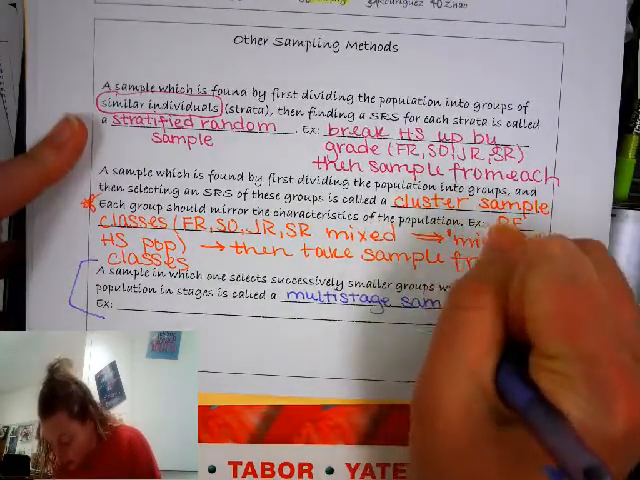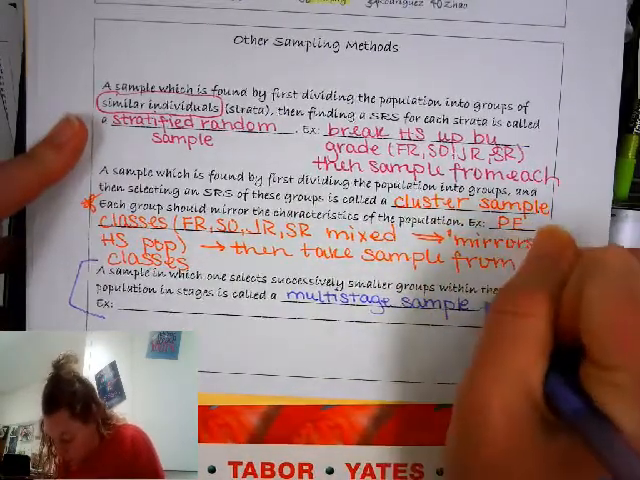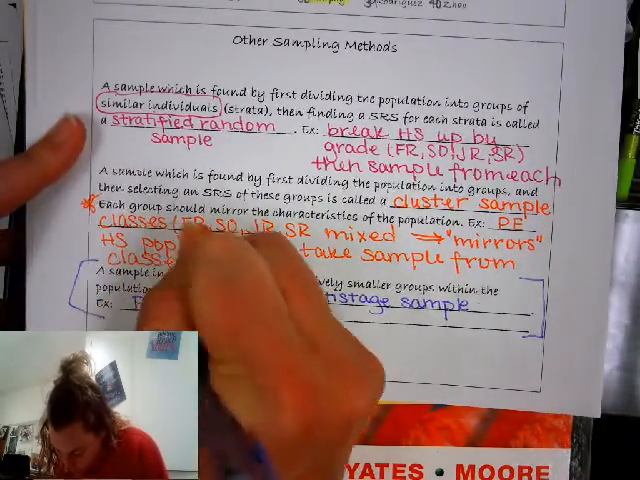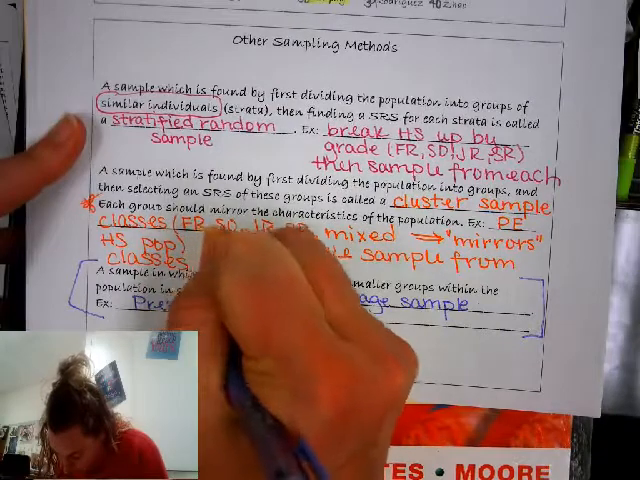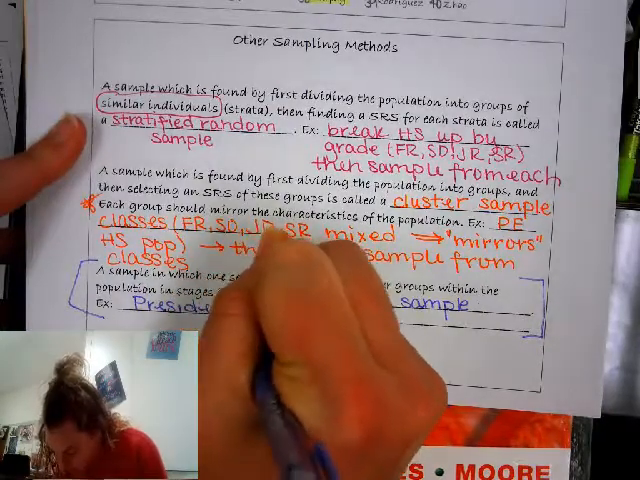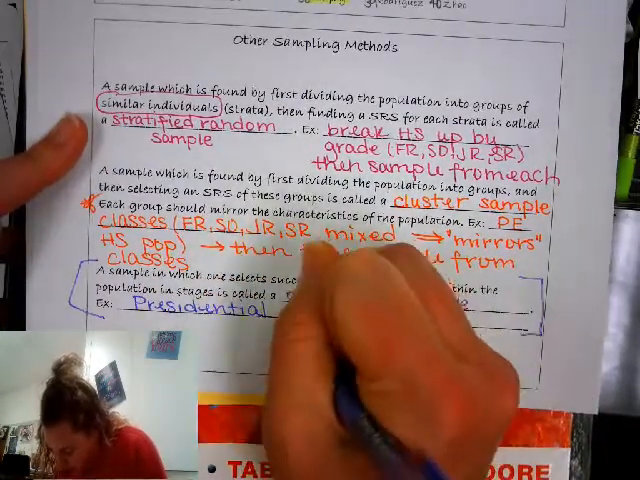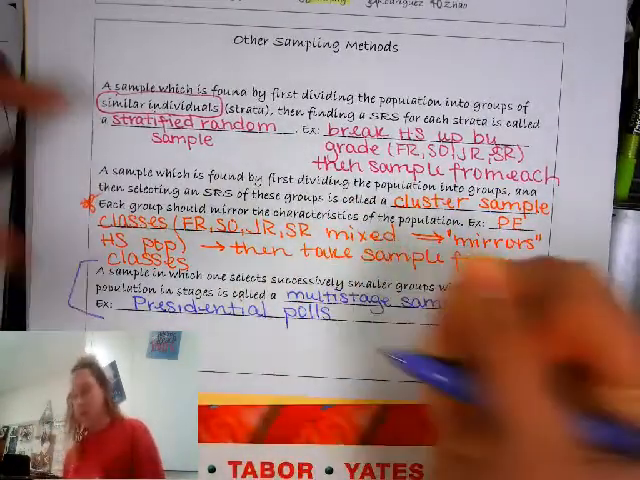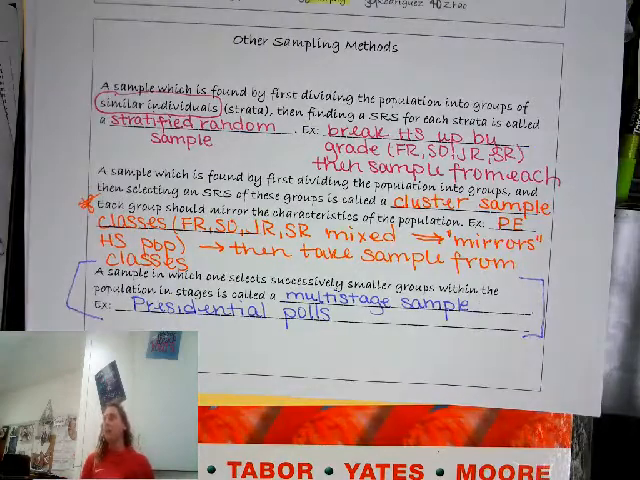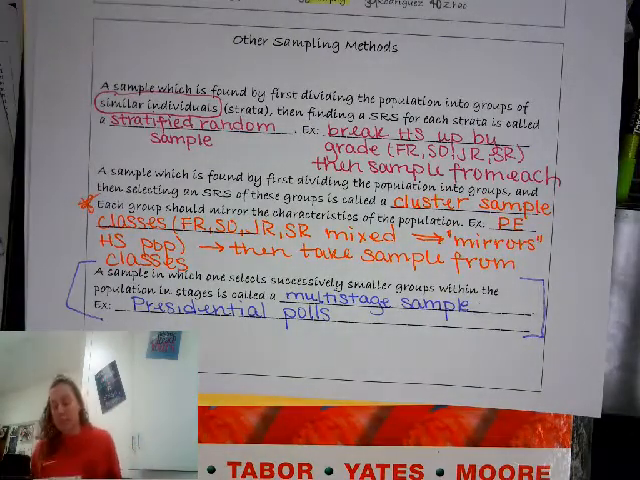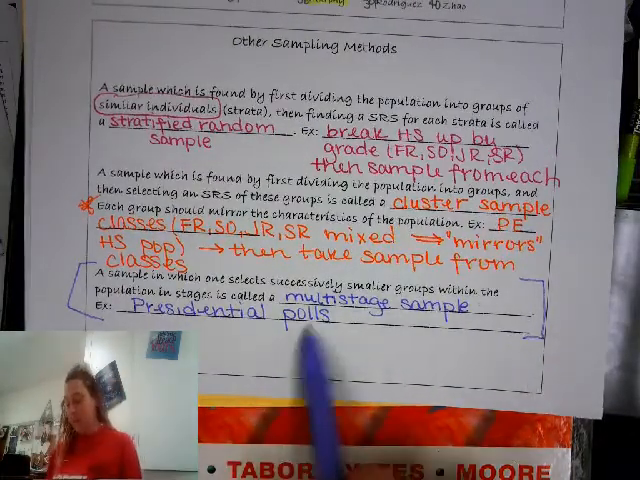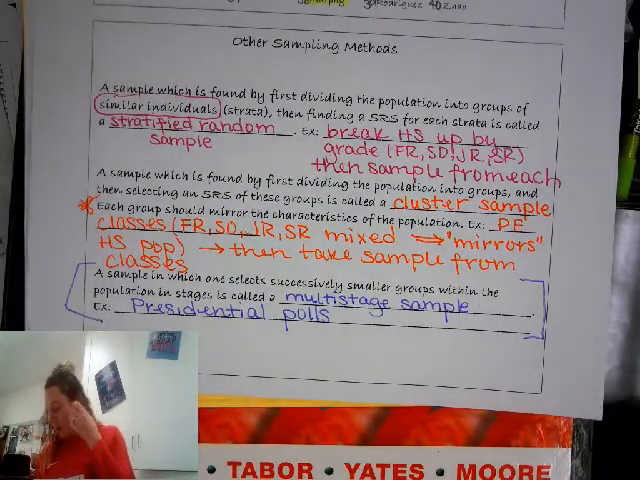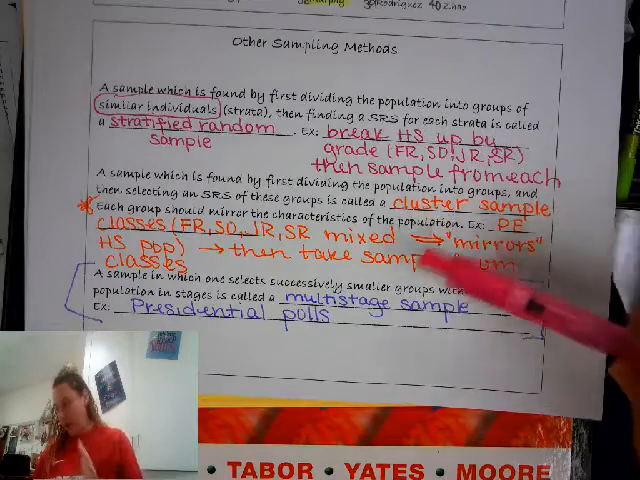So this last fall when we had a presidential election, they would say that their polls said that this one had this much support and that one had that much support. They were taking multi-stage samples. All right, so now we're going to focus on sampling well, and these two for my next example, and this is like you'll see in your homework.